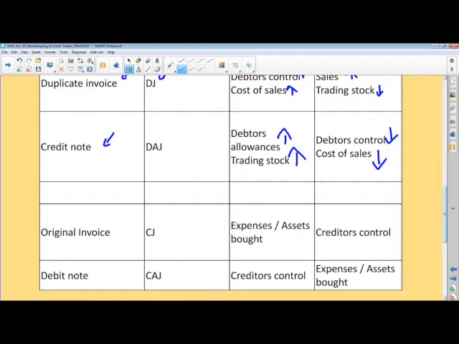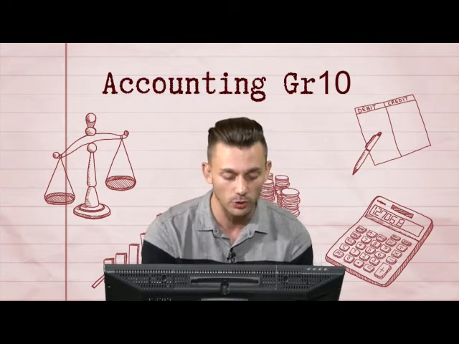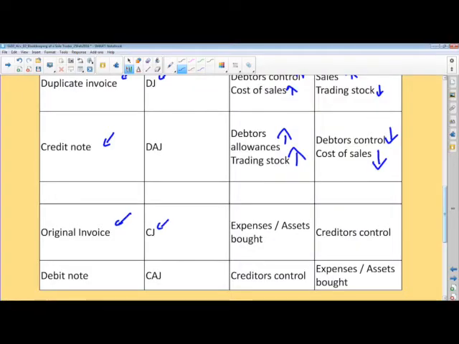Now, we can also buy on credit. So we'll have the original invoice. The original invoice will go to your creditors journal. Your creditors control will go up. And then when we return, the account will be debited. Why? Because creditors control goes down on the credit side.